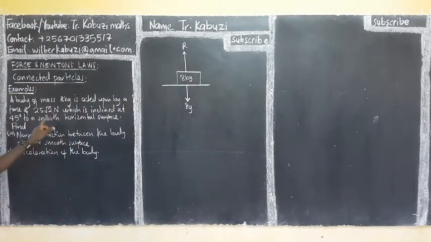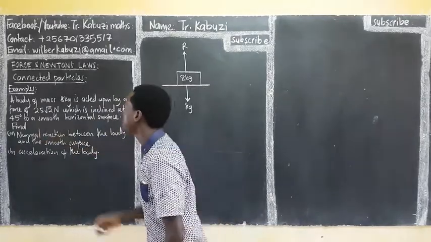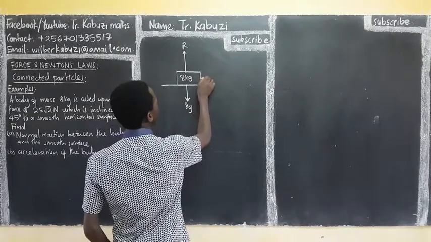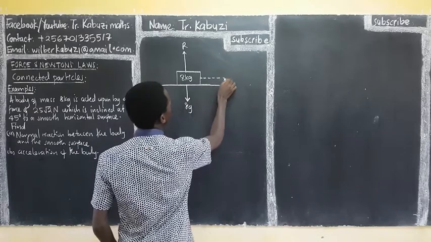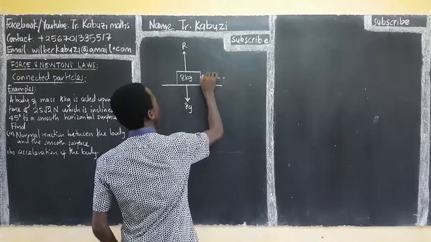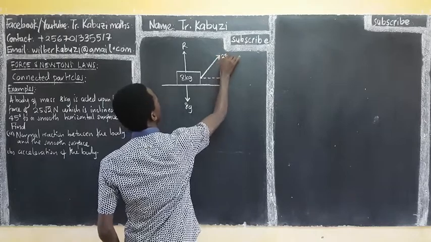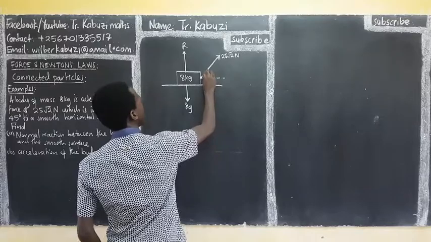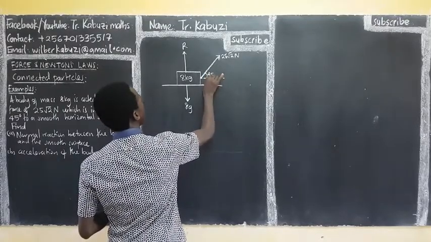Okay, now they are telling us that there is a force they are applying, but at an angle of 45 degrees to the smooth horizontal surface. So now we create a surface parallel to the horizontal like this. Now, we apply our force like this. This force is 25 root 2 newtons. Remember, it's being applied at an angle of 45 degrees.